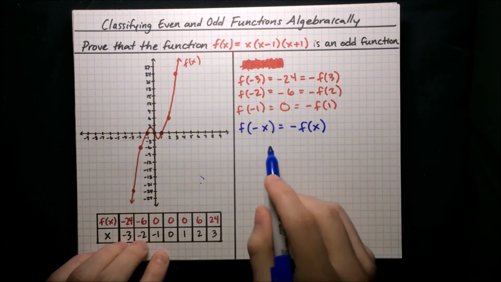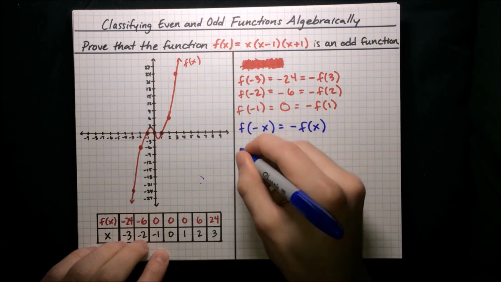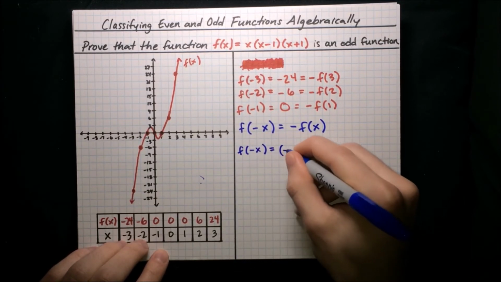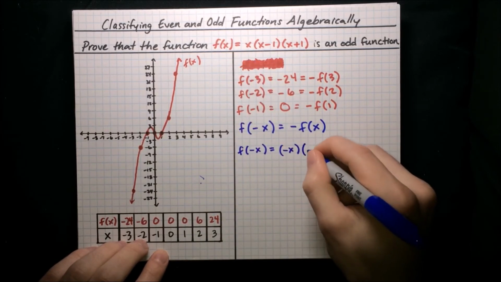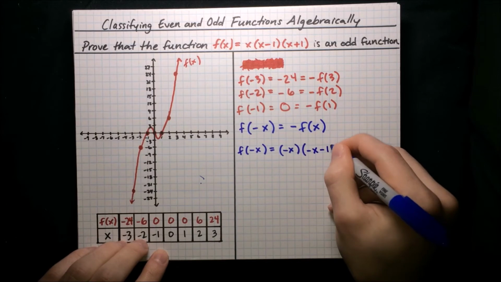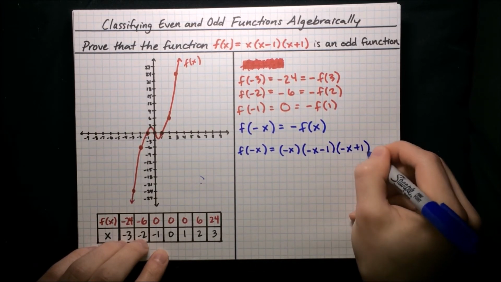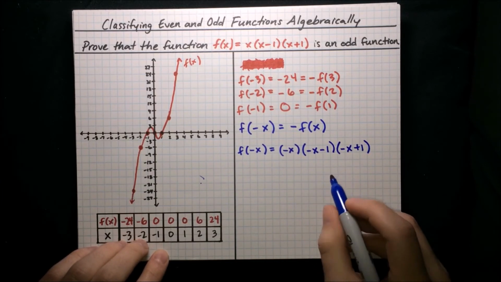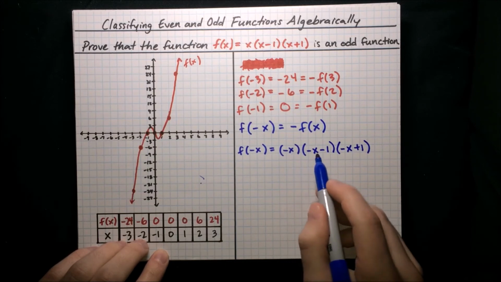Okay, so let's go ahead and input this negative x into the equation for f. So f of negative x is equal to negative x, just subbing in for that x right there, then times negative x minus 1, and then times negative x plus 1. Okay, so why don't we go ahead and factor out some negatives. So we'll factor out a negative from each of these terms.